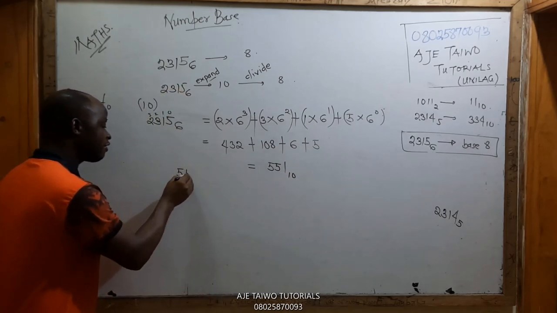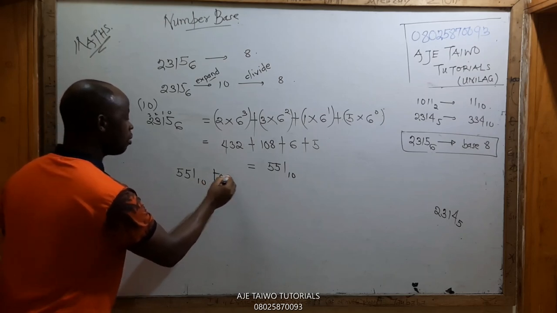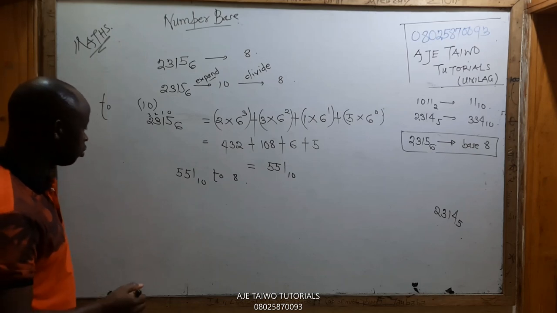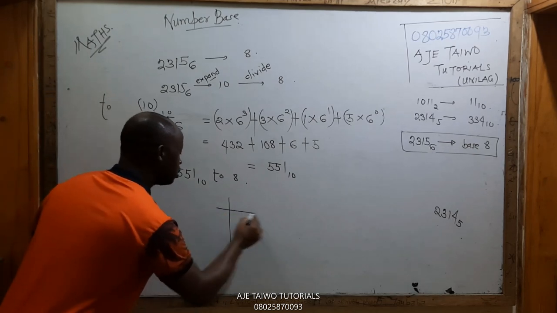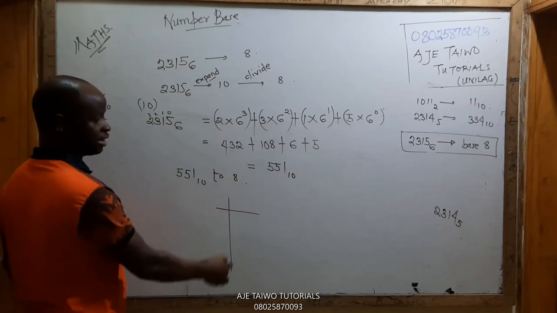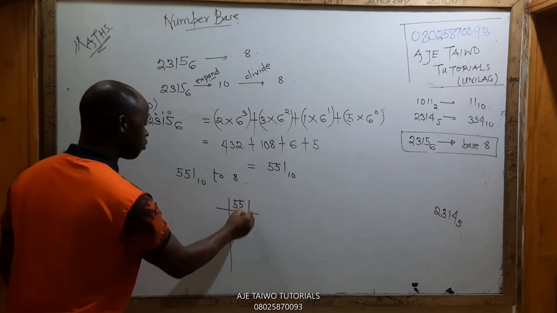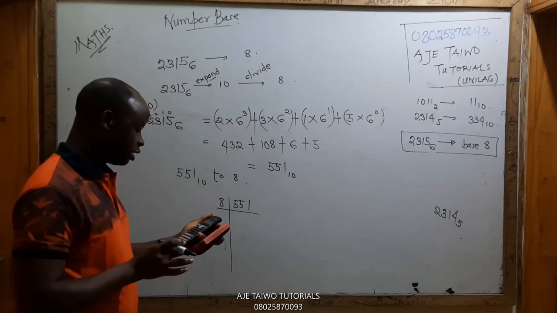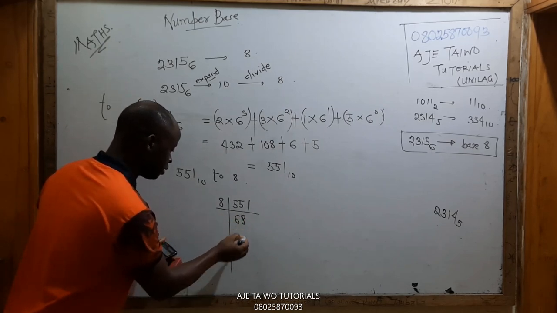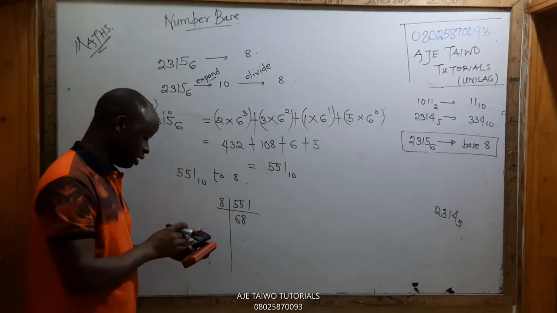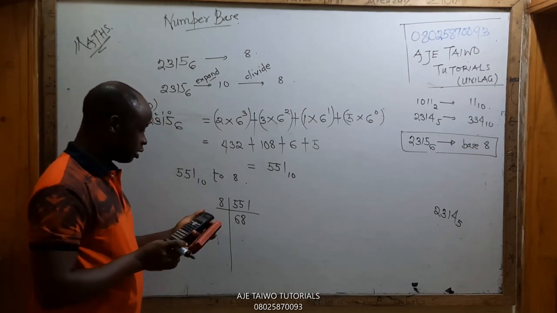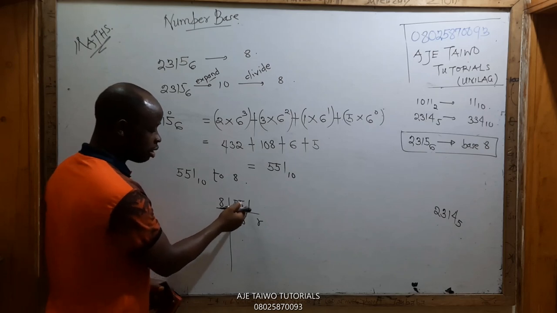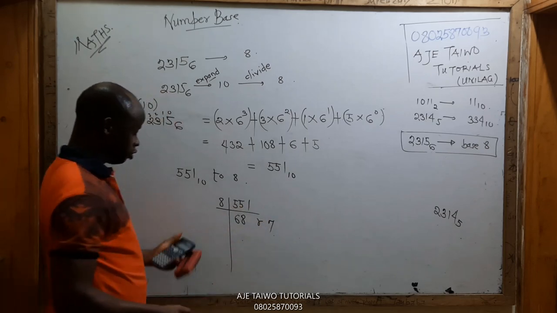Now take that 551 from base 10 to base 8. What do we do to go from base 10 to base 8? We divide. To go from base 10 to other bases, we always divide. So 551 divided by 8 gives us 68. 8 times 68 is 544, so the remainder will be 7.